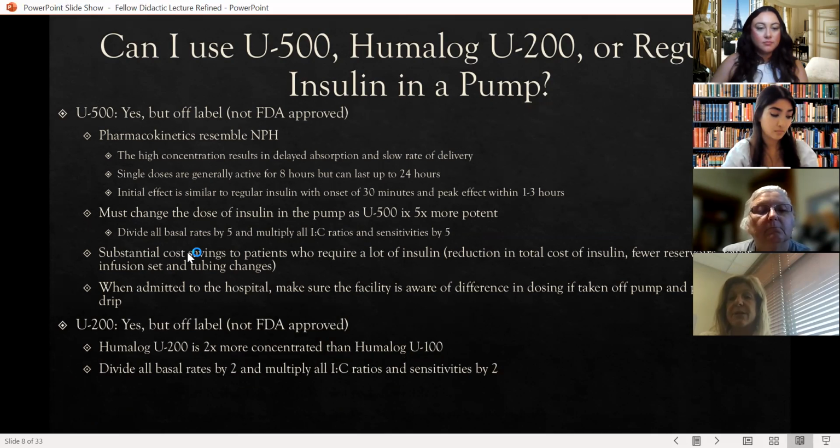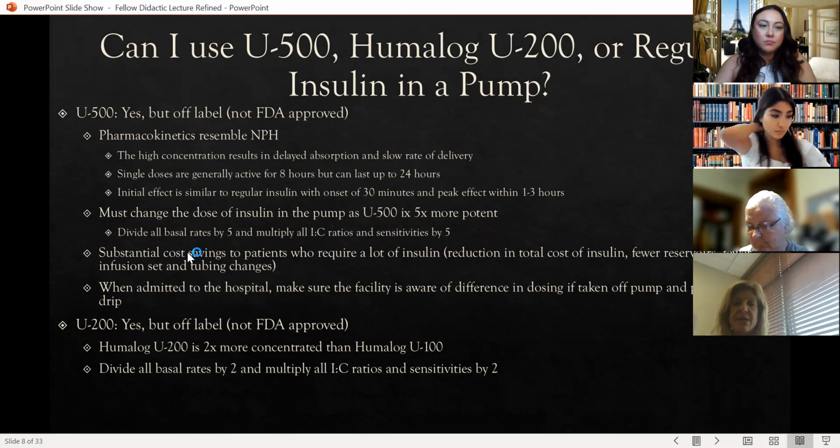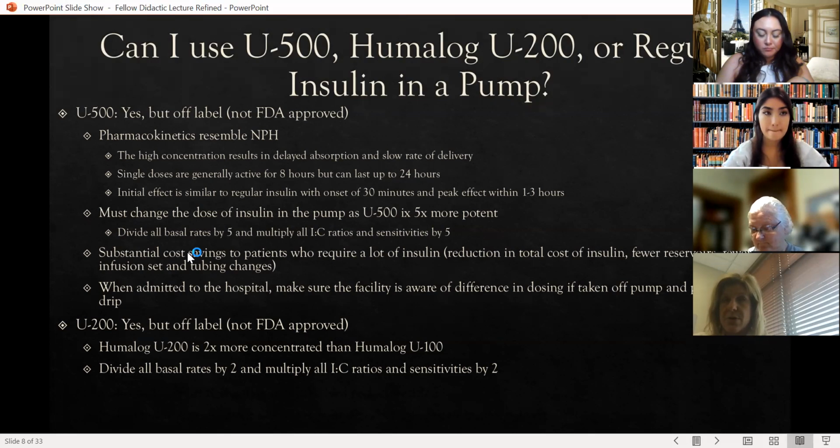It's the same exact thing, when it's 2 times more concentrated. With U500, you're dividing by 5 in basal rates, and with U200, you're dividing by 2. Your insulin to carb ratios get multiplied. So when you start to do this off-label type of stuff, you just have to understand how it's running and make sure you know what concentration is in the pump. We do use U200, and that gets the ability to not change the reservoir so much.